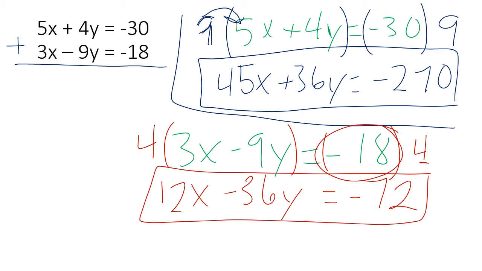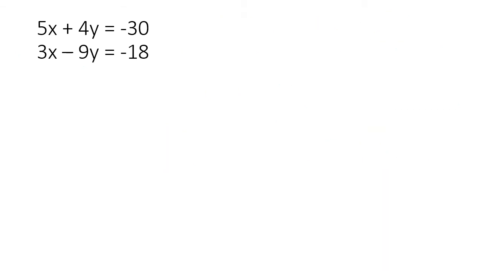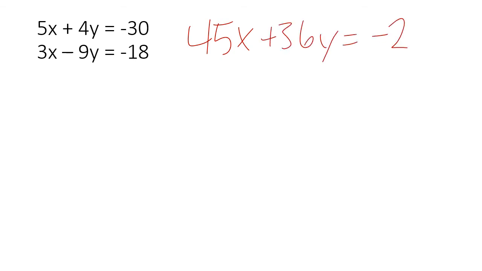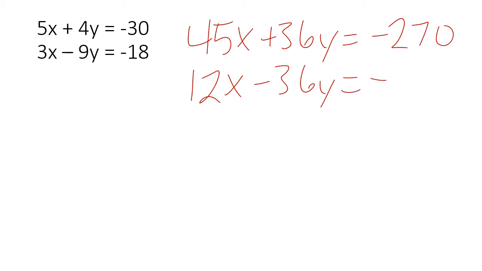So I have to put them together as two scaled up versions. Again, they're the same equations as the original problem, but I want to make sure that they get set up together so that I can use addition to solve. So I'm going to go to a fresh slide. I got 45x plus 36y is equal to negative 270. And then below that I have 12x minus 36y is equal to negative 72.